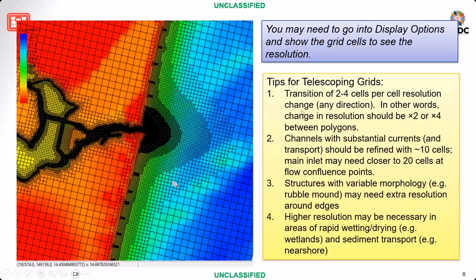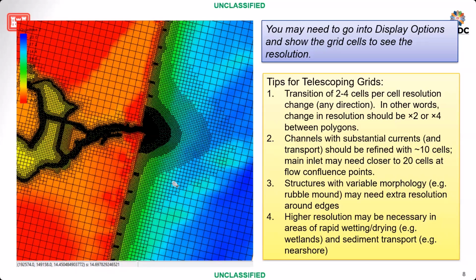Some tips as you go through the telescoping grid development process. You want to have a transition of 2 to 4 cells per cell resolution change in any direction. So for example, the size of the cell here is going to dictate the size of the cell in the next smallest layer because it will be split in 4 because that's the nature of the Quadtree grid. In some cases, it's split in 2, which I don't know if you can really see that, but a function of 2 or 4 is something that we generally recommend because that's the nature of the grid, or rather the Quadtree grid type.